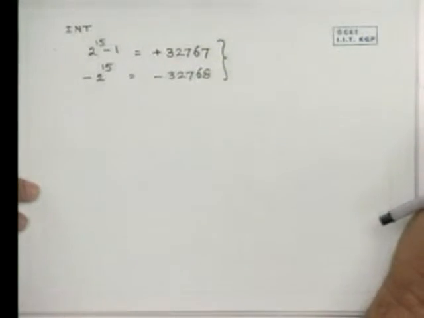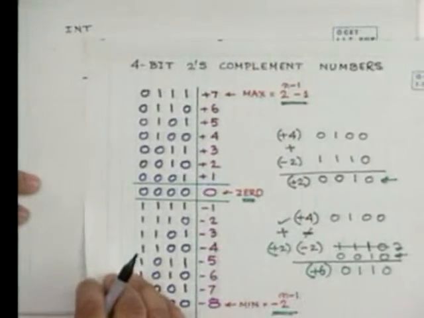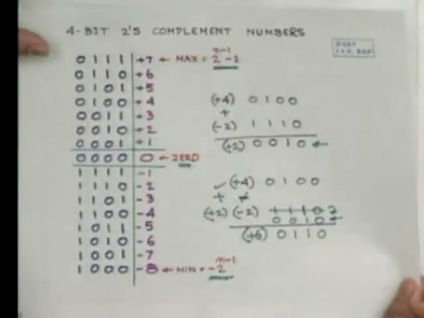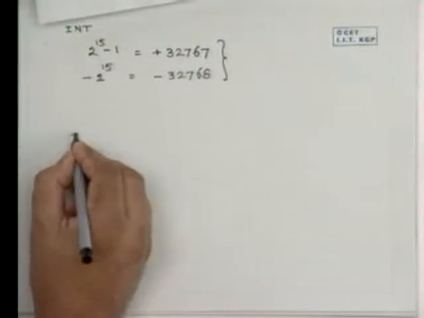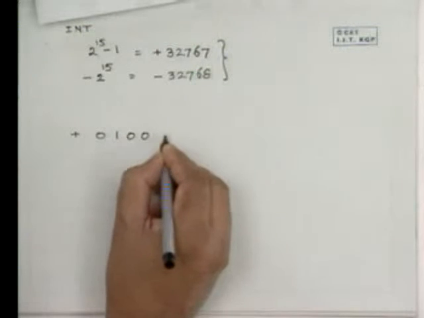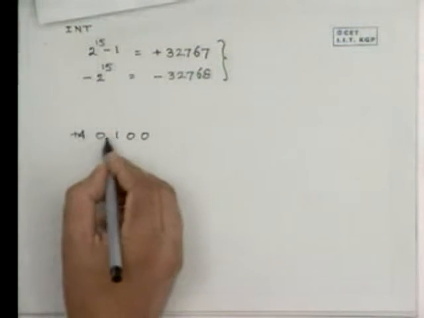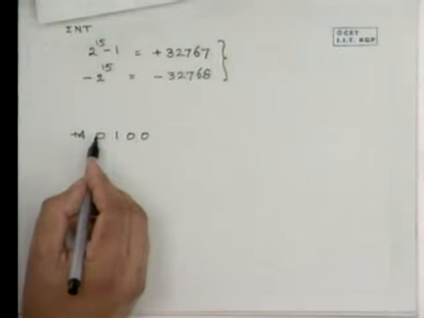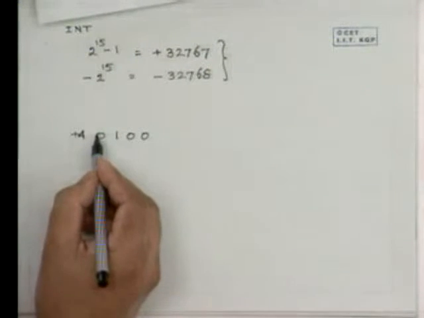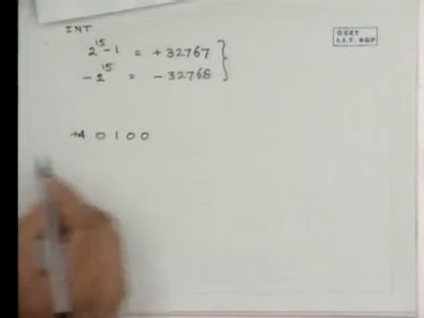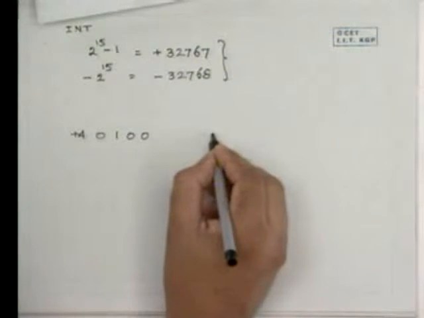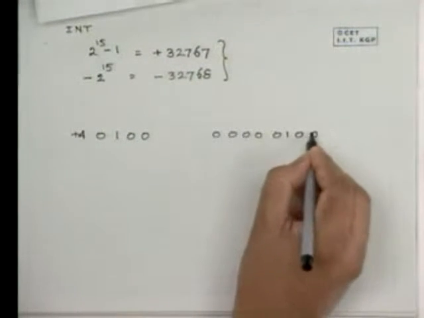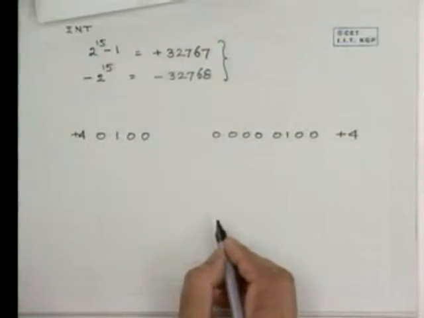One important thing that we should see: say, for example, a positive number +4, which is 0 1 0 0. Instead of 4 bits, if we want to represent it as 8 bits, what we have to simply do is duplicate the sign bit towards the left. For example, we get 0 0 0 0, then 0 1 0 0 as +4 in the 8-bit representation.